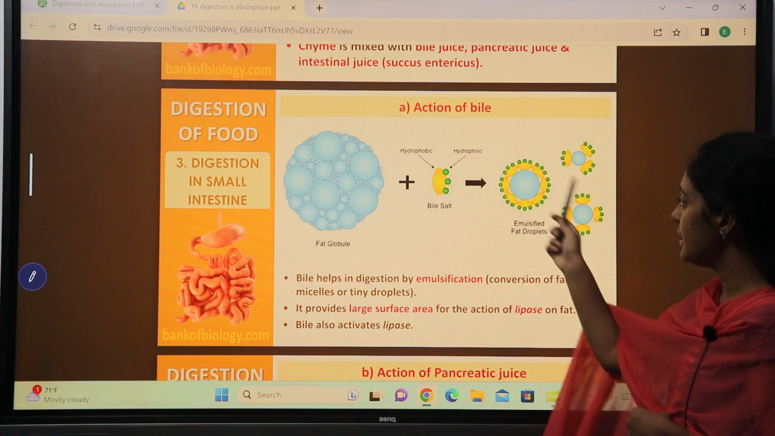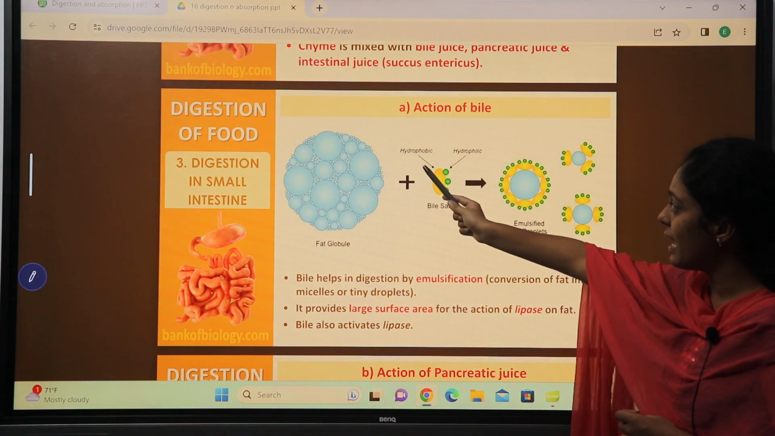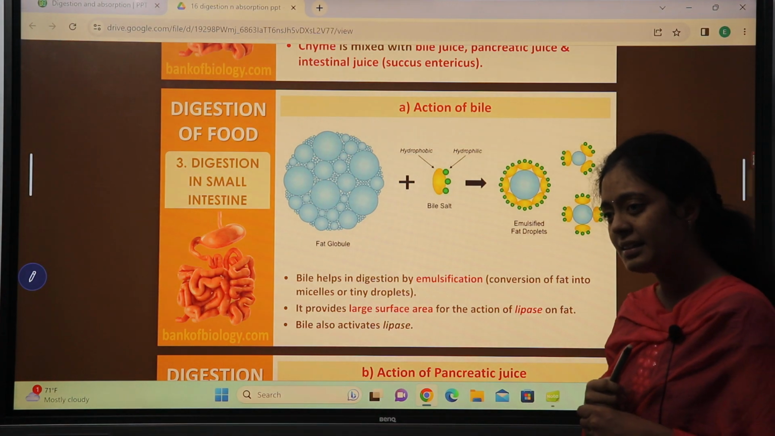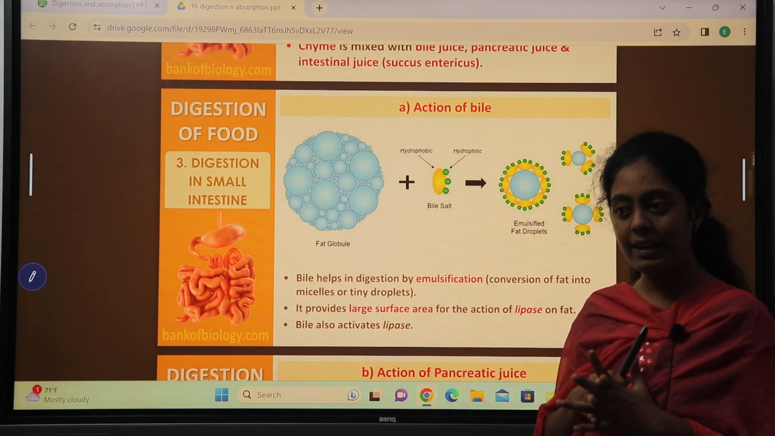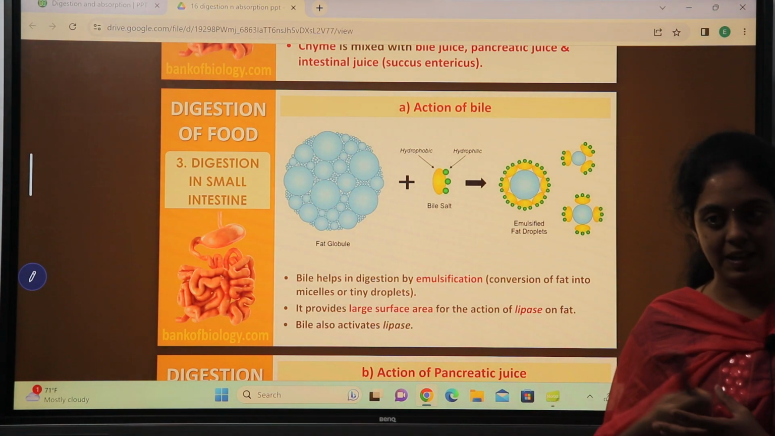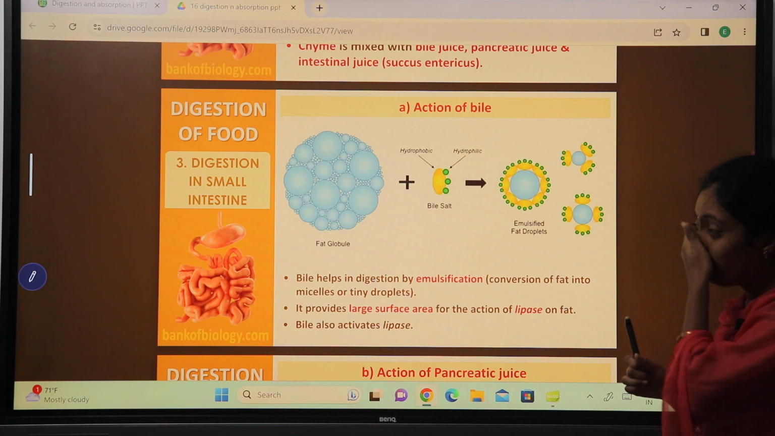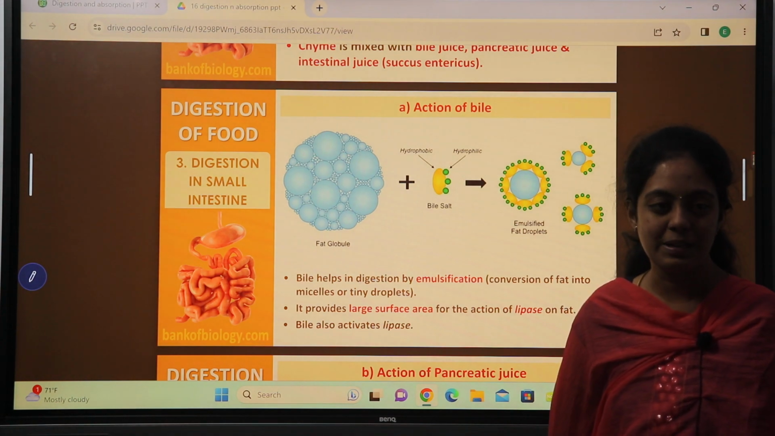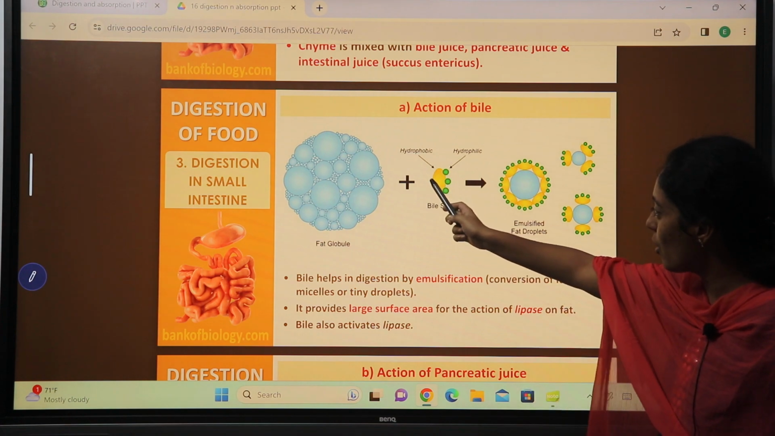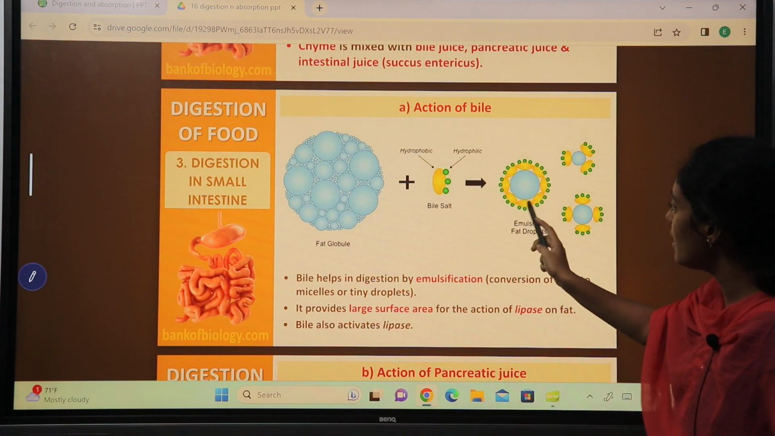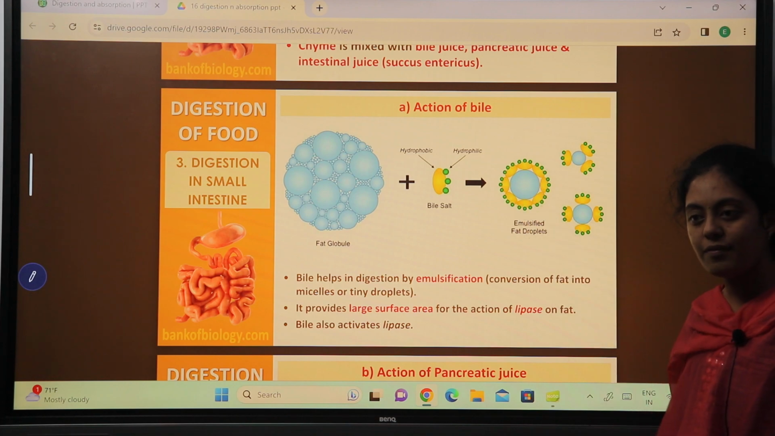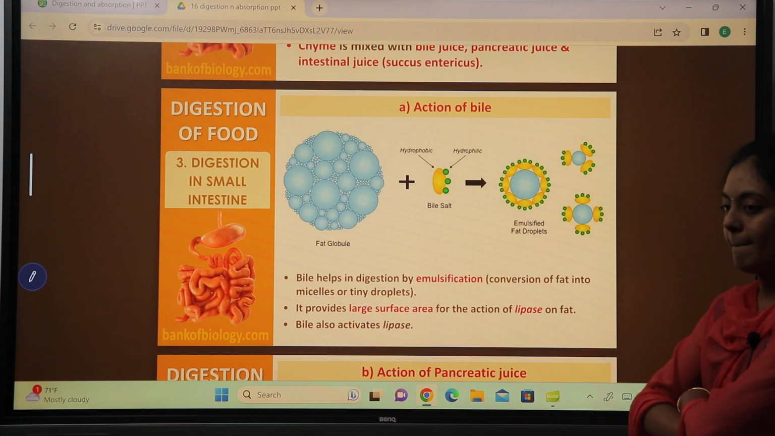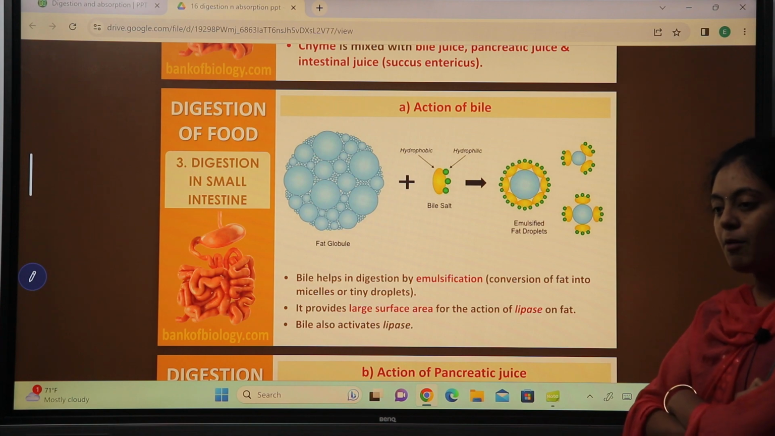This picture helps in showing that the bile salt has hydrophobic and hydrophilic regions. Can anyone tell me what is hydrophobic? Water hating, correct? What is hydrophilic? Water loving. So fat is hydrophilic or hydrophobic? Fat is hydrophobic. So you can see this yellow colored hydrophobic region goes and binds to the hydrophobic region of the fat. So that is about bile.